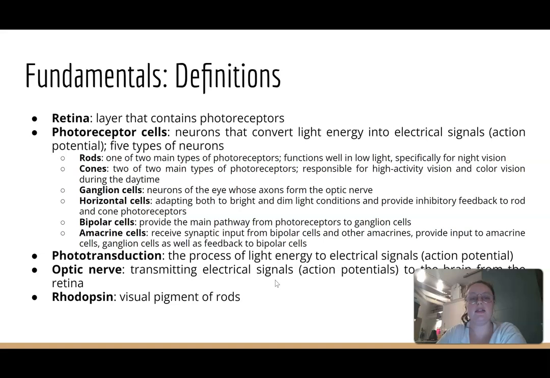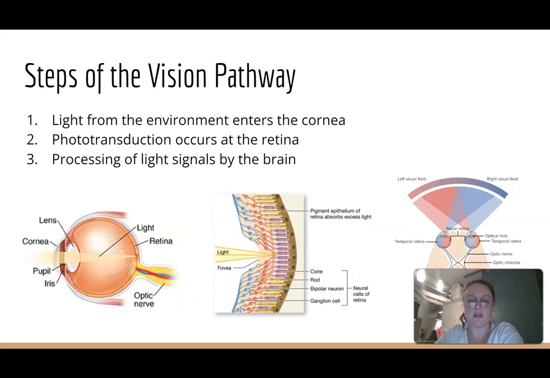We have our ganglion cells, and these are neurons in the eye whose axons form the optic nerve. Our ganglion cells are these blue cells, and they come together and form this thick yellow part known as our optic nerve.